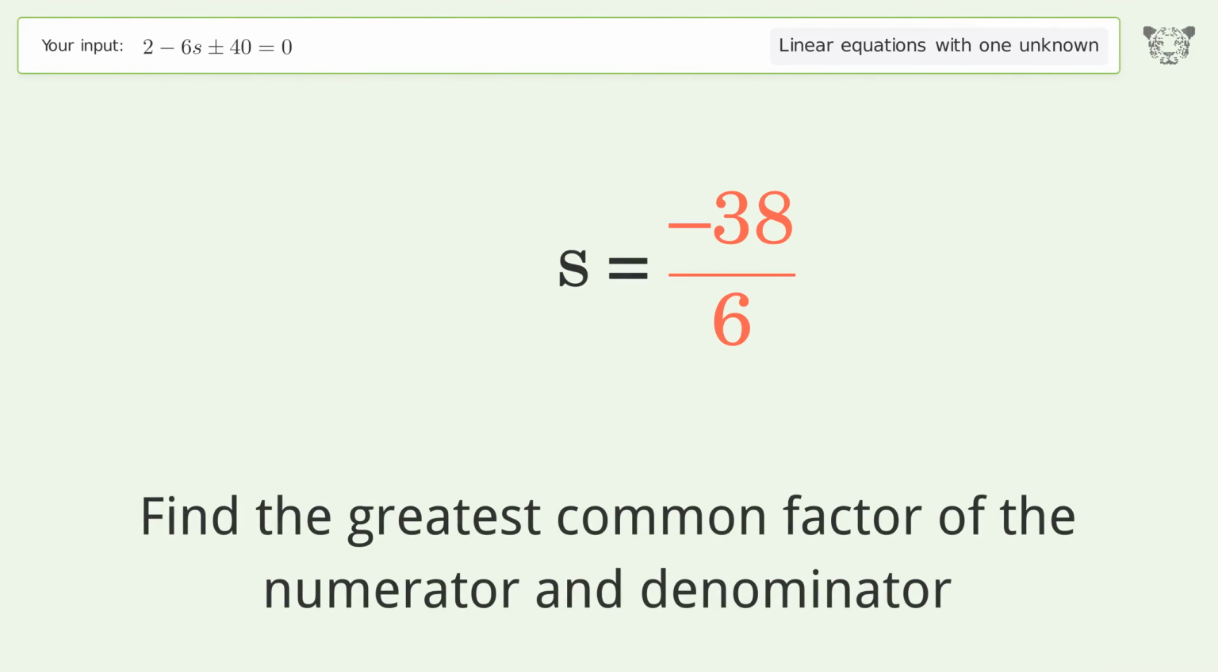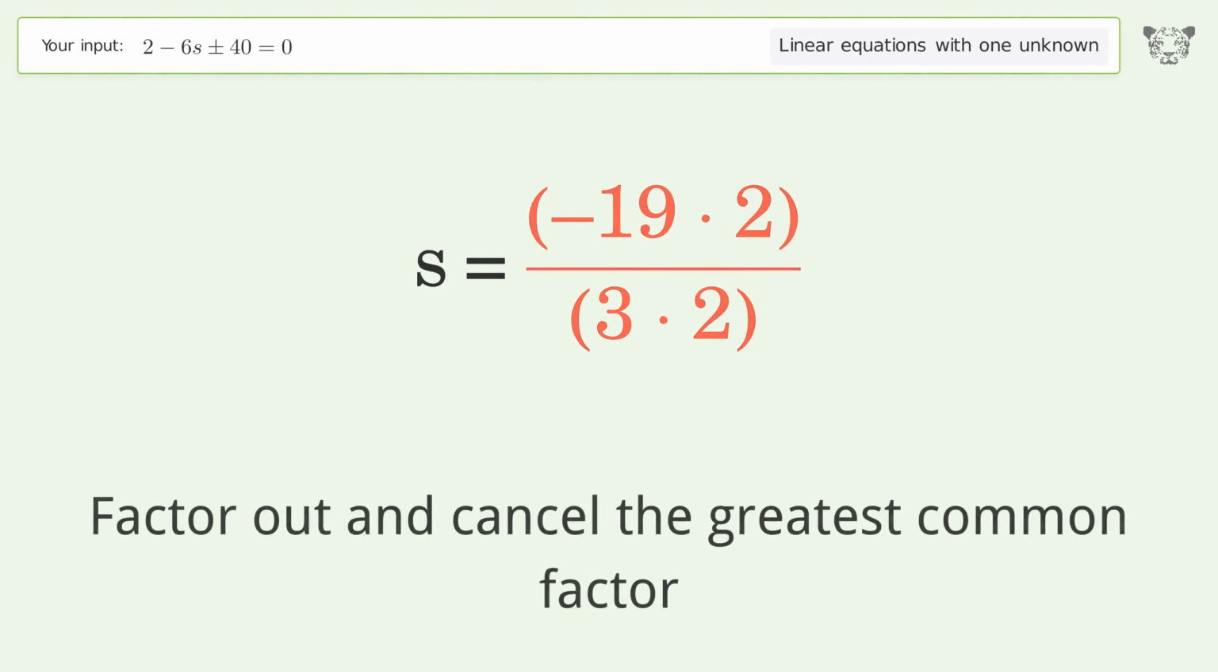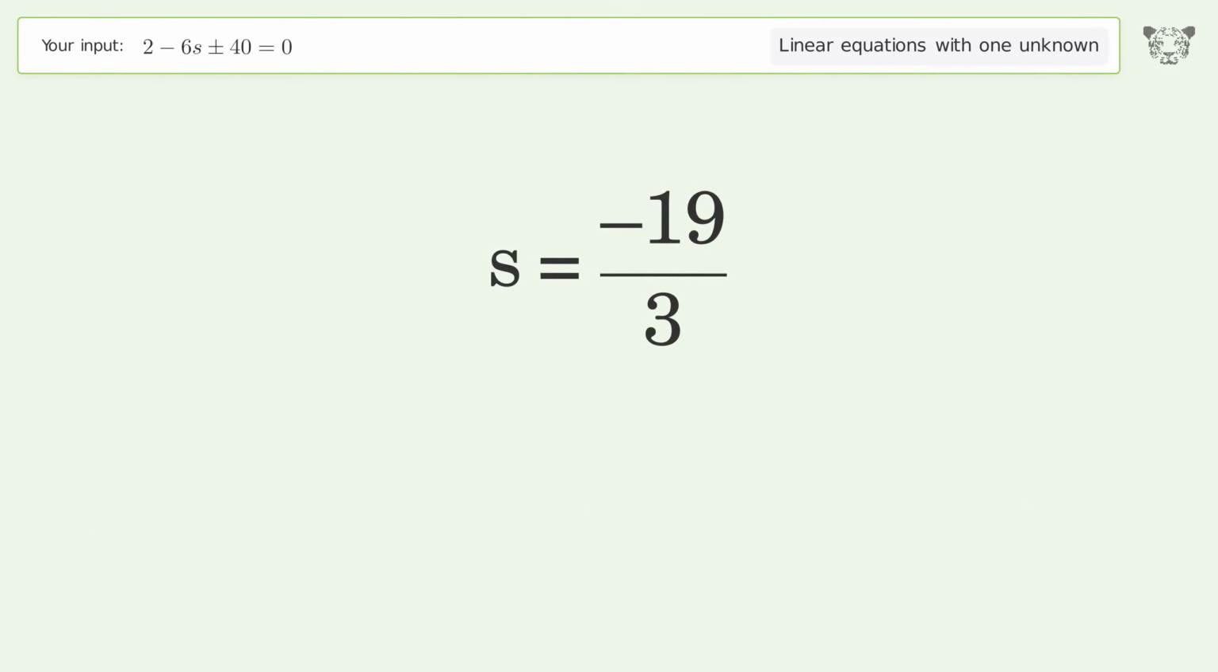Find the greatest common factor of the numerator and denominator. Factor out and cancel the greatest common factor. And so the final result is s equals -19/3.